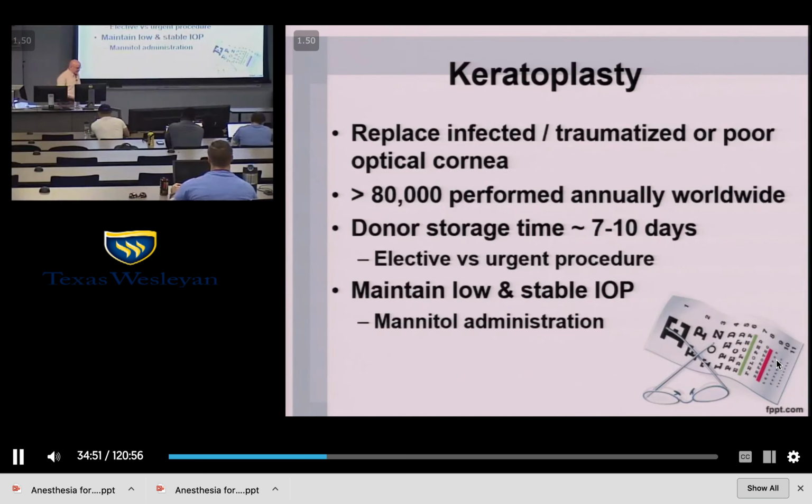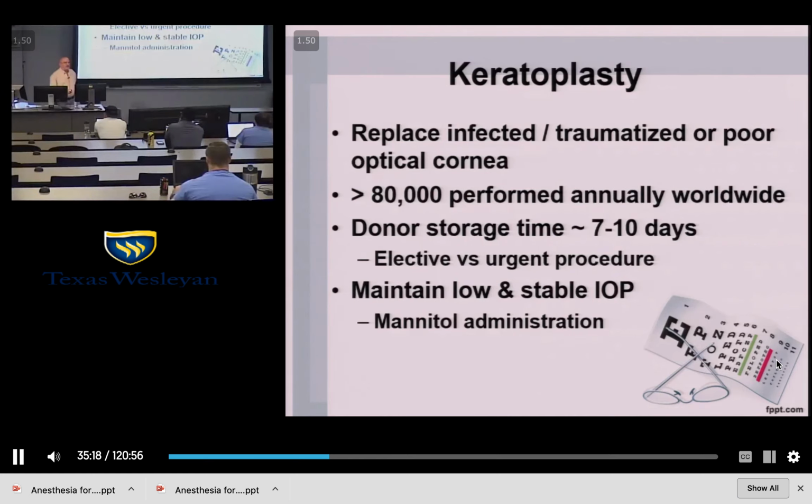And I put up there elective versus urgent procedure. The storage time now is 7 to 10 days. When this first came around in the 1940s, the storage time was only 2 to 3 days because they didn't have proper refrigeration and all the equipment that they needed for it. It's increased because of technology to 7 to 10 days.